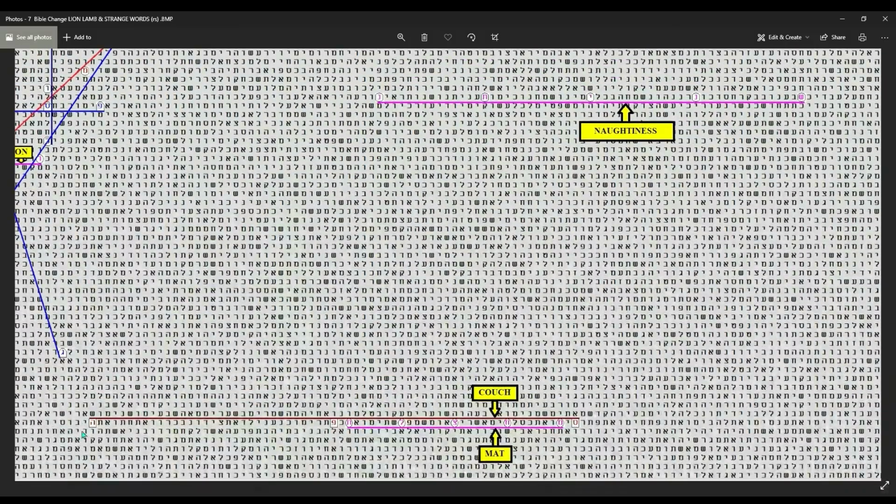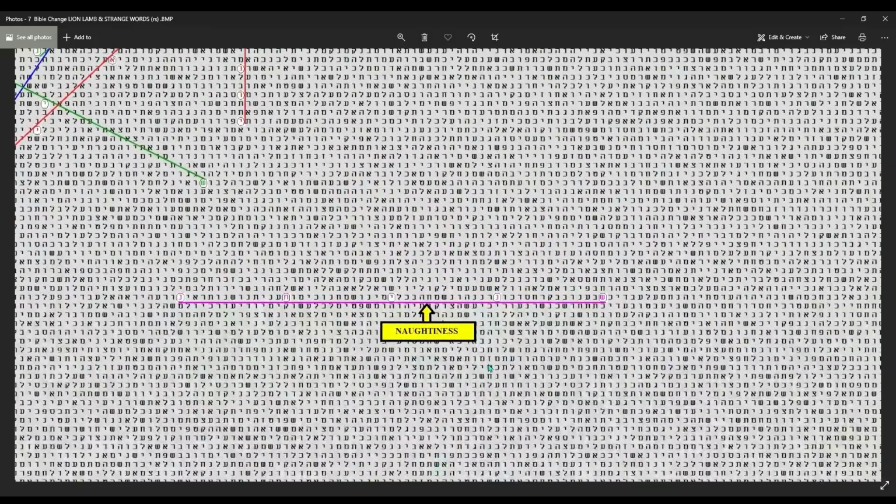Just a couple more terms at the bottom I've missed. Mat, which has now turned into couch. Jesus now tells the guy sick of the palsy to, oh, it's incredible, to pick up his couch, not his mat. It's always mat. And that's down there at the bottom right, one on top of the other.